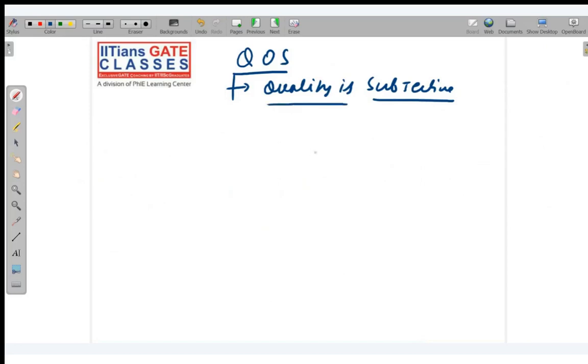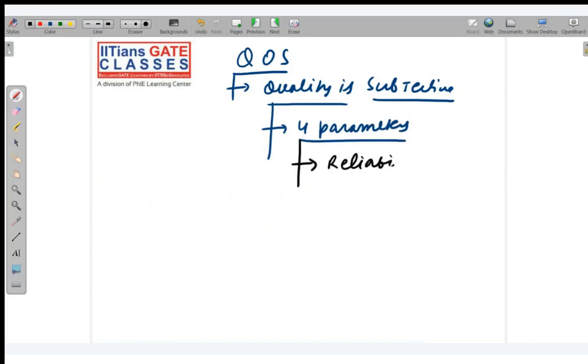Okay, so since it is a subjective term, we should have some parameters to decide quality of service, that how I can say that I am getting a good quality of service, or how I can say I'm getting bad quality of service, and so on. So what are those parameters? So let me tell you, quality, a subjective term, is measured by four parameters. What are those parameters? The first parameter is reliability. Next parameter is delay. Next is jitter. And next is bandwidth.